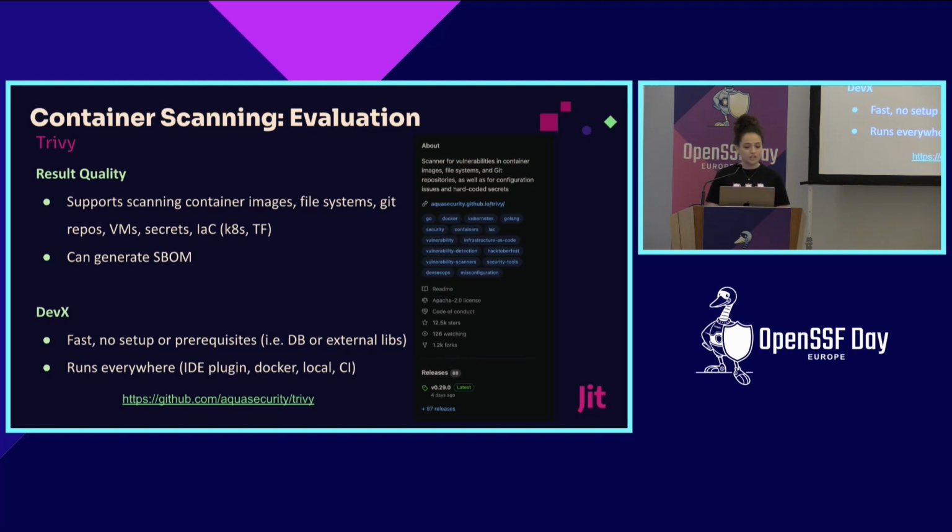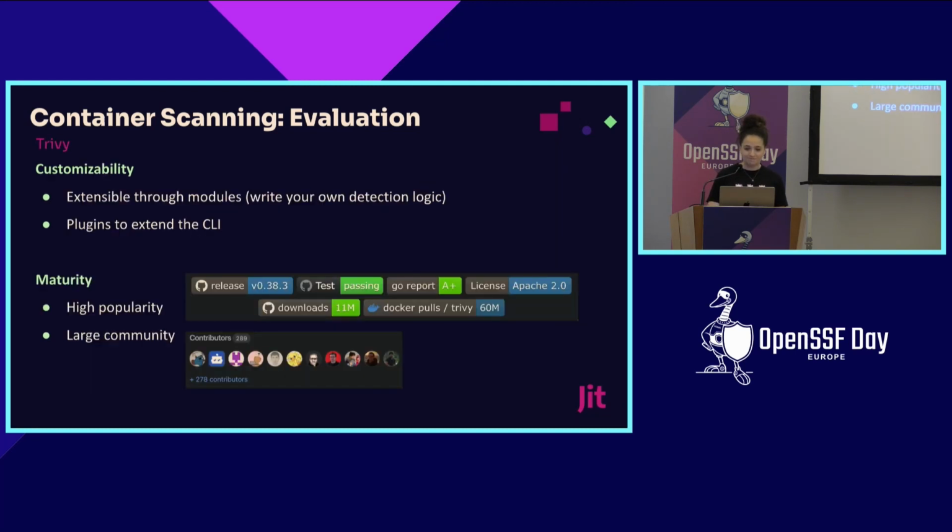Here are the results of the evaluation. In terms of efficacy, it supports container scanning, file system, Git repos, virtual machines, secrets, and infrastructure as code. You can generate an SBOM using it. Developer experience-wise, it's fast. You don't need any setup, and you don't need any additional libraries to run it. And of course, you can run it anywhere. Speaking of our ability to customize it, you can write and run your own detection logic, which is amazing for us. And you can use plugins to extend the CLI. Maturity-wise, it's very popular, and it has a large community of contributors.